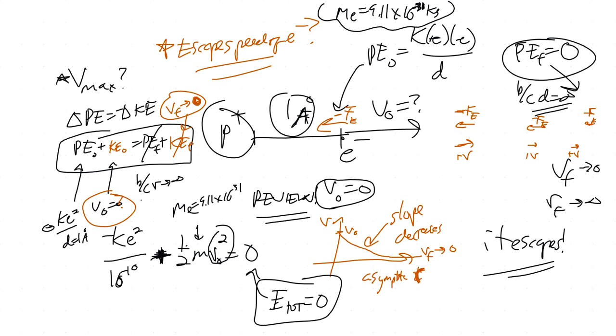So I have my potential energy, which is negative 2.304 times 10 to the negative 18 joules, which means this must be positive. And this is really important conceptually. 2.304 times 10 to the negative 18 joules to escape.